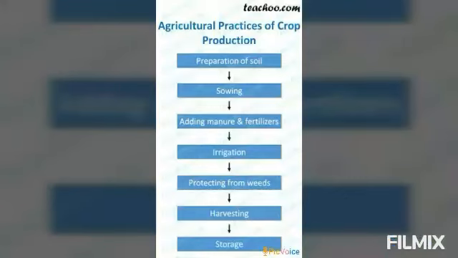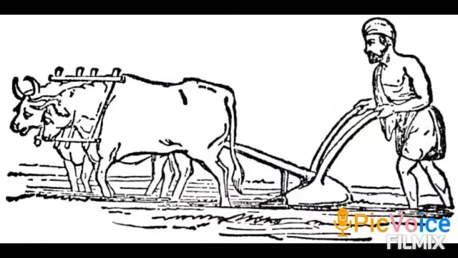There are certain steps for agricultural practices of crop production. They are: first, preparation of soil; second, sowing; third, adding manure and fertilizers; fourth, irrigation; fifth, protecting from weeds; sixth, harvesting; seventh, storage.